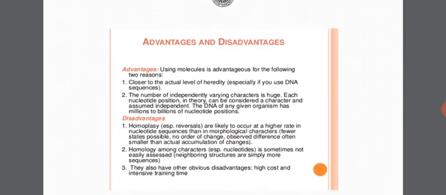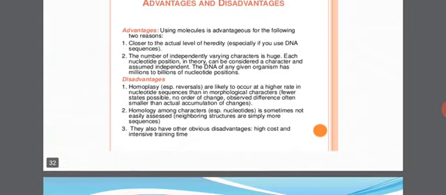Now about disadvantages, homoplasy, especially the reversals, are likely to occur at a higher rate in nucleotide sequences than in morphological characters. And homology among characters is sometimes not easily assessed, and they also have other obvious disadvantages like high cost and intensive training time.